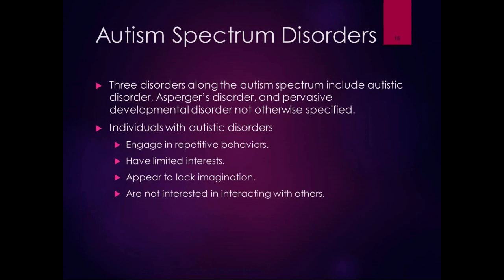So autism spectrum disorders, there are 3 disorders along the autism spectrum that include autistic disorder, Asperger's disorder, and pervasive developmental disorder, not otherwise specified. That's the miscellaneous one, I guess. So people with autistic disorders engage in repetitive behaviors, have limited interests, appear to lack imagination, and are not really interested in interacting with others.